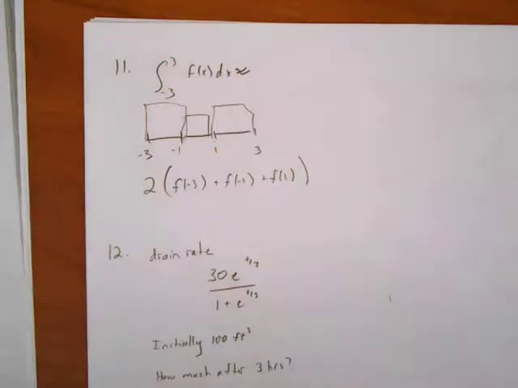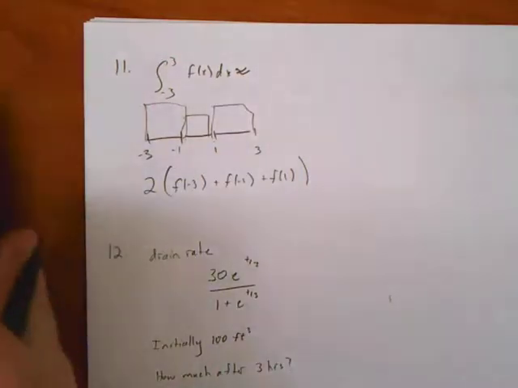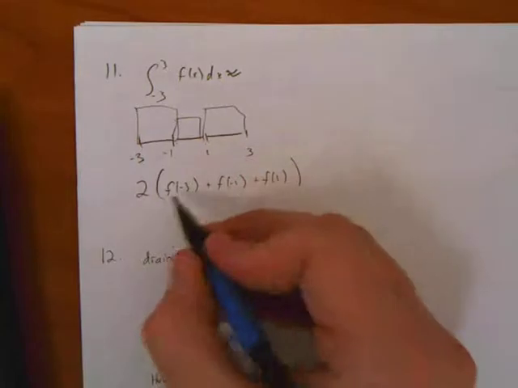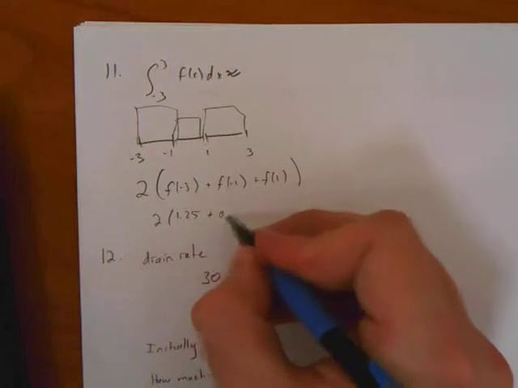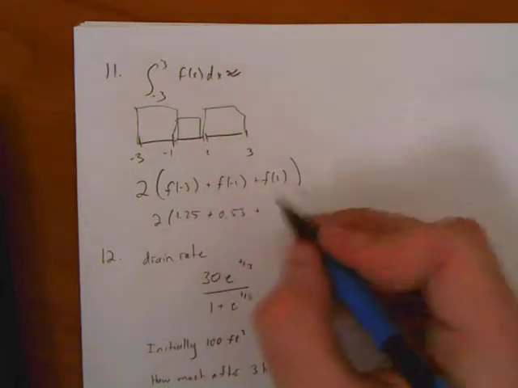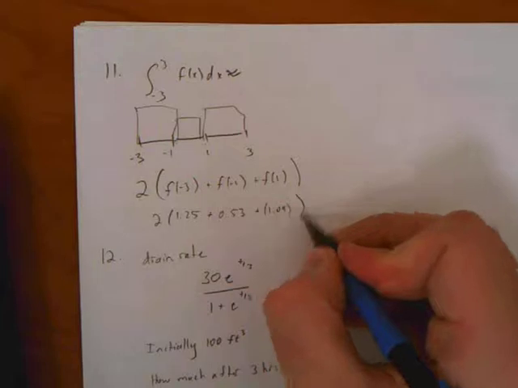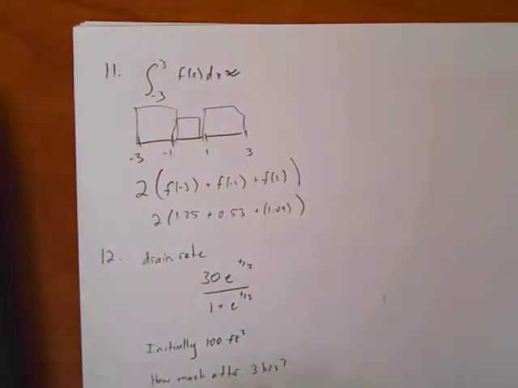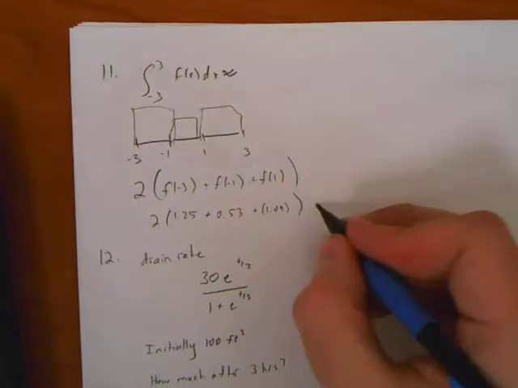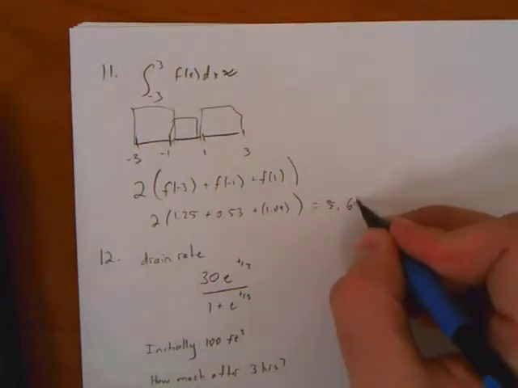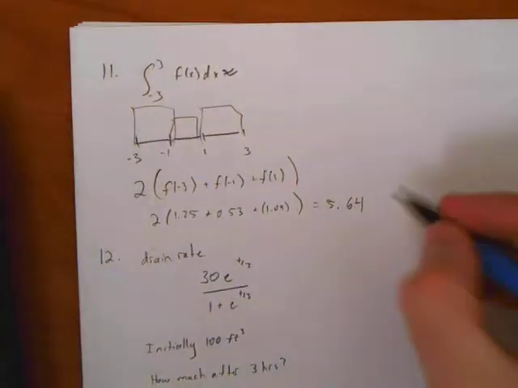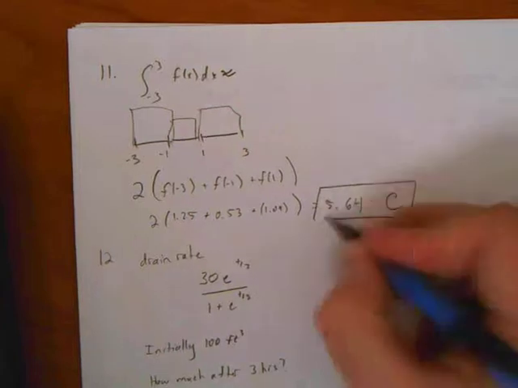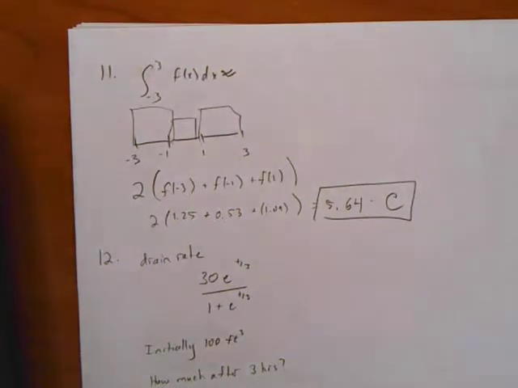Now we have our calculator to help us with this. Even if we didn't, we could still do it. But f of negative 3 is 1.25, f of negative 1 is 0.53, and f of 1 is 1.04. Add those all together and times by 2. And you get 5.64. Uh-oh, I must have done something wrong. Oh, no, it's not. It's in there. It's C. Didn't see it for a second, but it's there. So C would be your answer for that one.